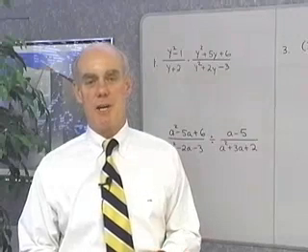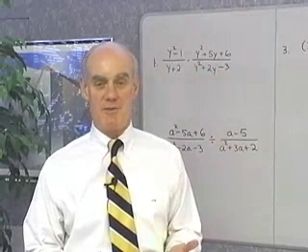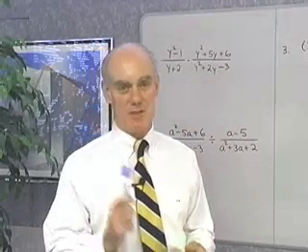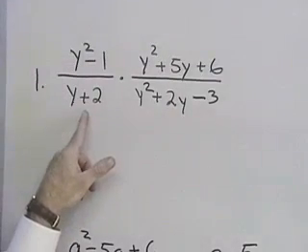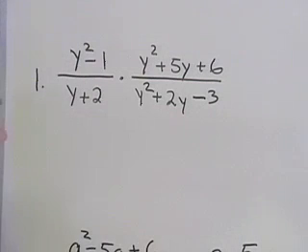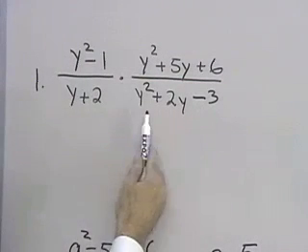When we multiply rational expressions, we multiply numerators and multiply denominators. But really what we do is factor and reduce to lowest terms. Let's see what we mean. Y squared minus 1 over y plus 2, this rational expression times this rational expression. I'm going to multiply numerators and multiply denominators and then reduce to lowest terms.